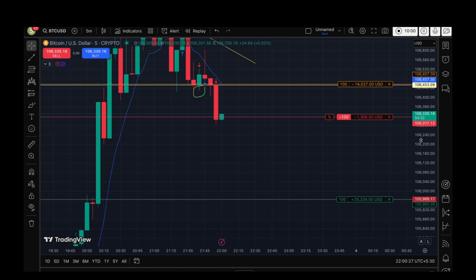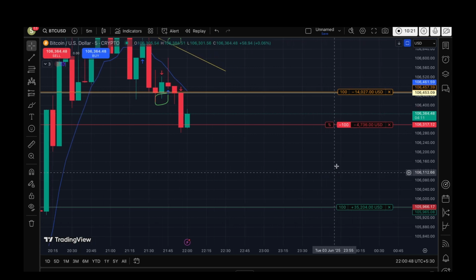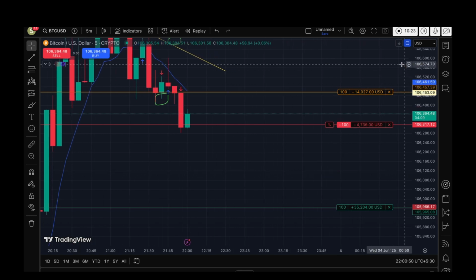Okay, but this one is big trade. I'm going to hold that and also actually this one also. As I said, it's going to hit the SL. Let's see. So let's wait for some time, guys. I will update you.